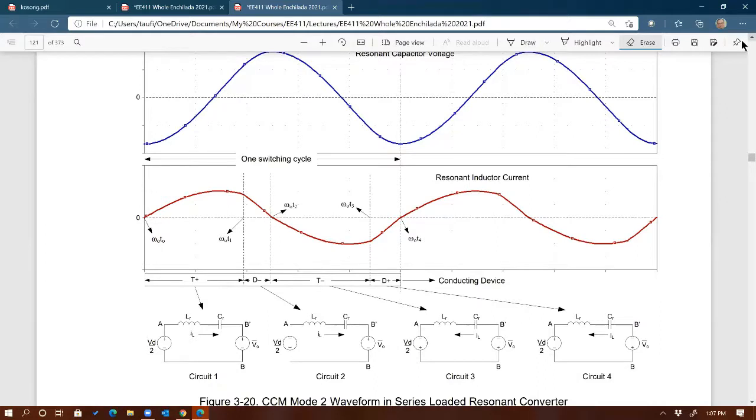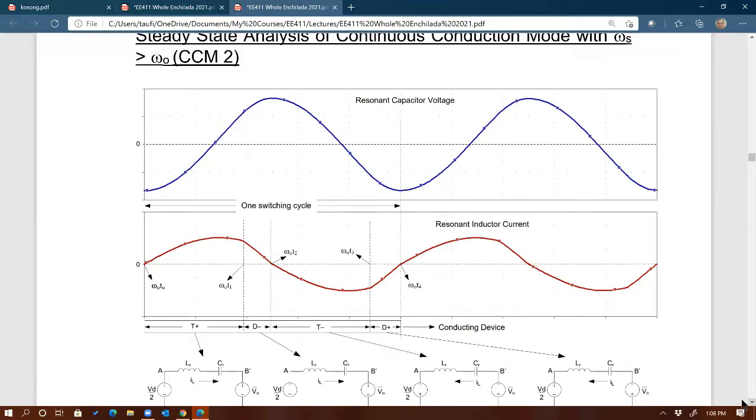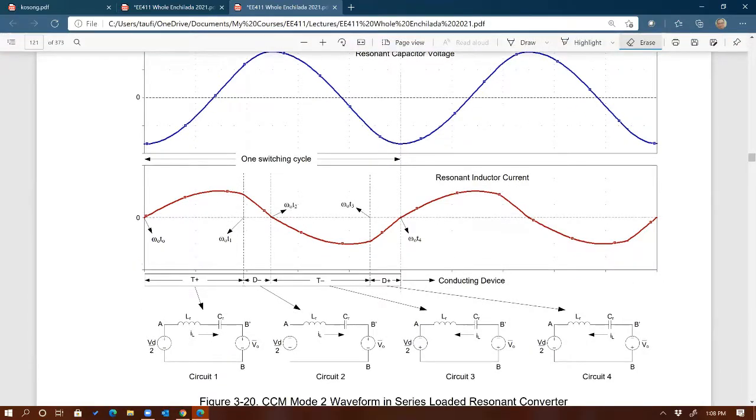Look at the quality of the waveform, it's even better, right? You can see it's looking more like a sine wave now. So imagine the harmonic content in this waveform is going to be less than in the previous mode, and a lot less than DCM. All right, that's kind of the trade-off. And I have the table already for the switching characteristics right here.